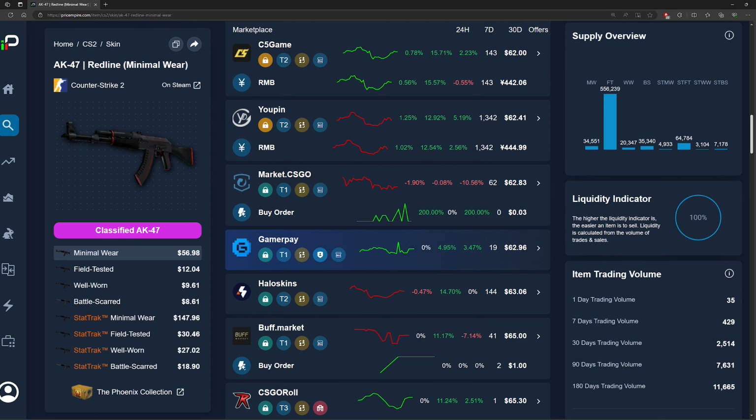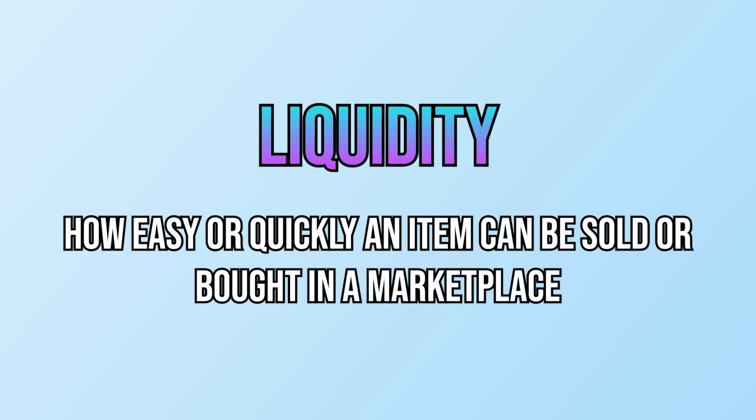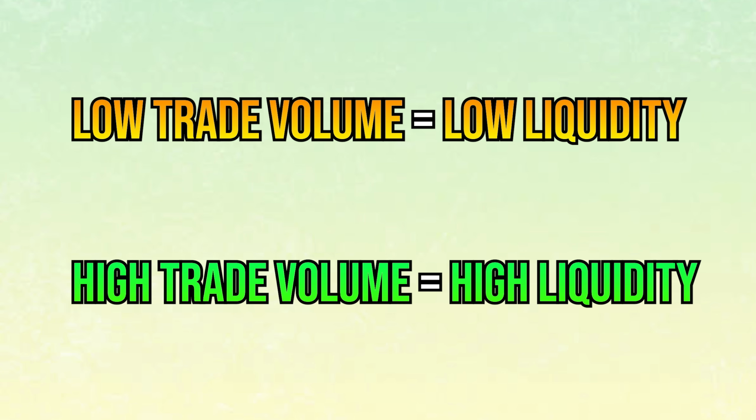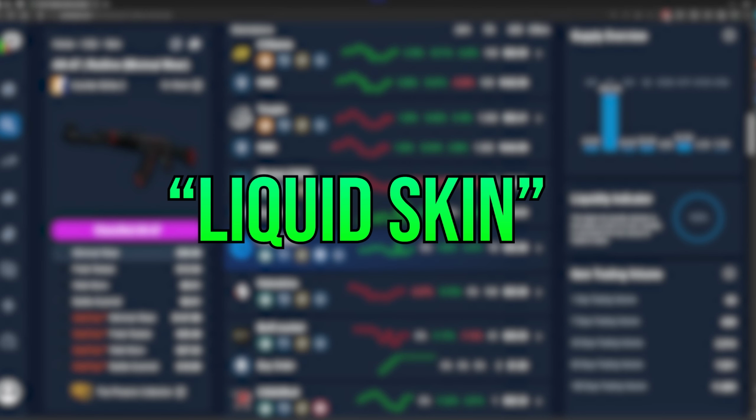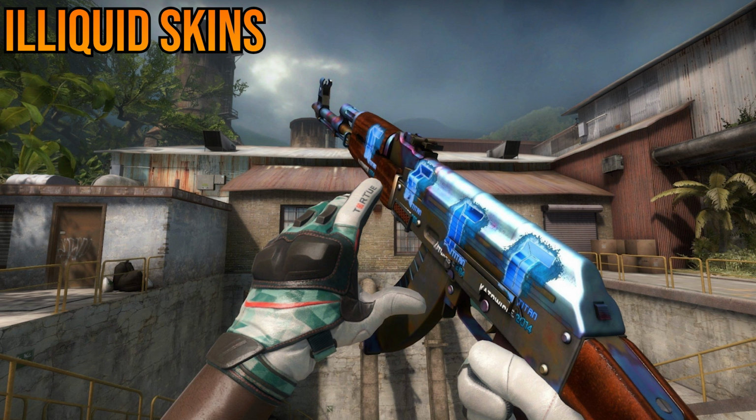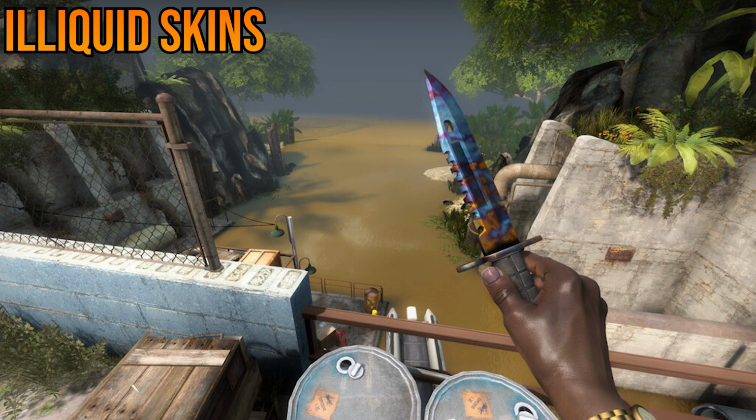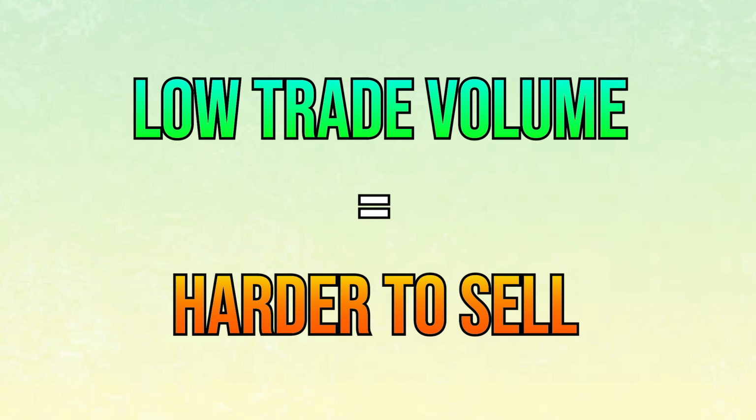Last thing we will discuss is the liquidity of a skin. Liquidity is essentially the volume at which an item sells in a marketplace. So if the volume is very high, that indicates a skin will be easy to sell quickly. For example, an AK Redline is considered a liquid item because it is very easy to sell on the market at market price. An example of illiquid items are specific pattern Case Hardened AKs and knives because those are sold rarely, which also means they will be hard to sell very quickly.